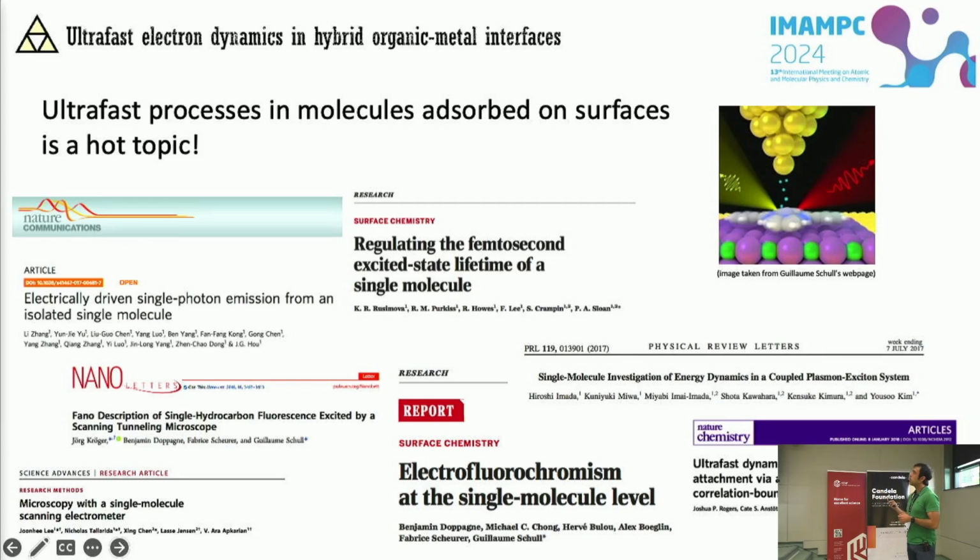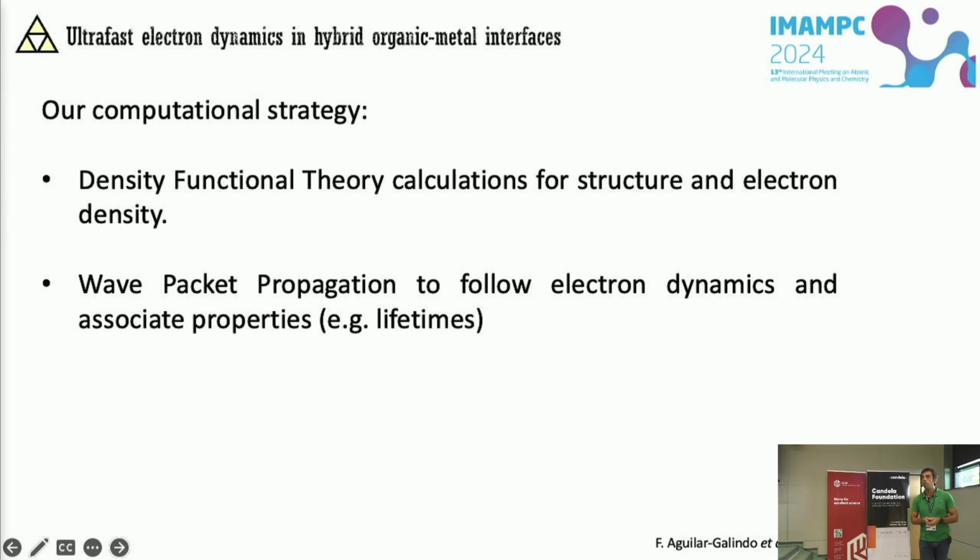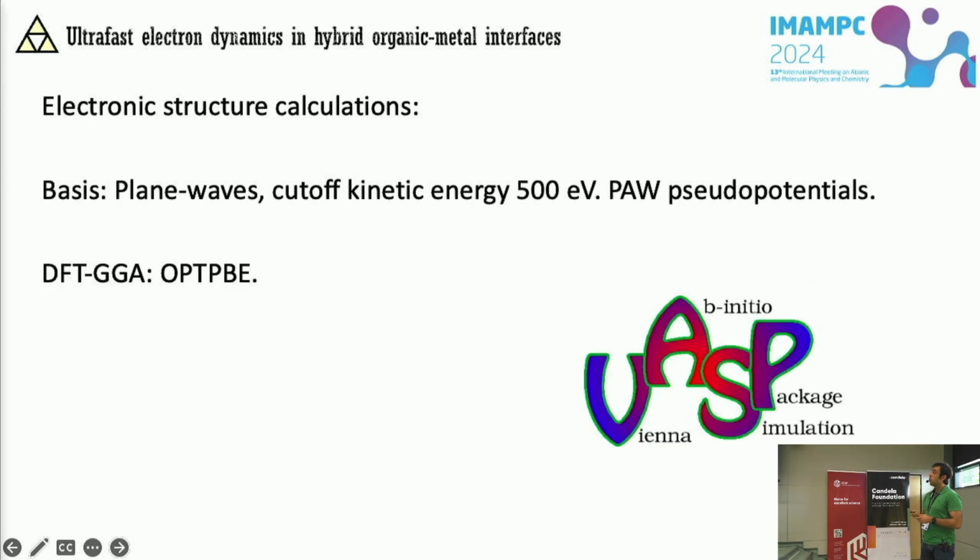So we developed a computational strategy which combines the use of standard density functional theory, let's say quantum chemistry calculations, to obtain the structure of the systems, and then wave packet propagation to follow the electron dynamics. For the electronic structure, we use DFT, the VASP code, with a plane wave basis and pseudopotentials, and we use the OPTPB functional, which takes into account some weak interactions such as van der Waals interactions.